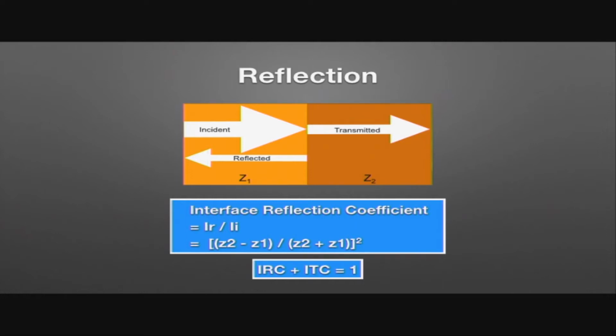And a way to determine what that interface reflection coefficient is: we can say (Z2 minus Z1) divided by (Z2 plus Z1), squared. That gives us our intensity reflection coefficient.